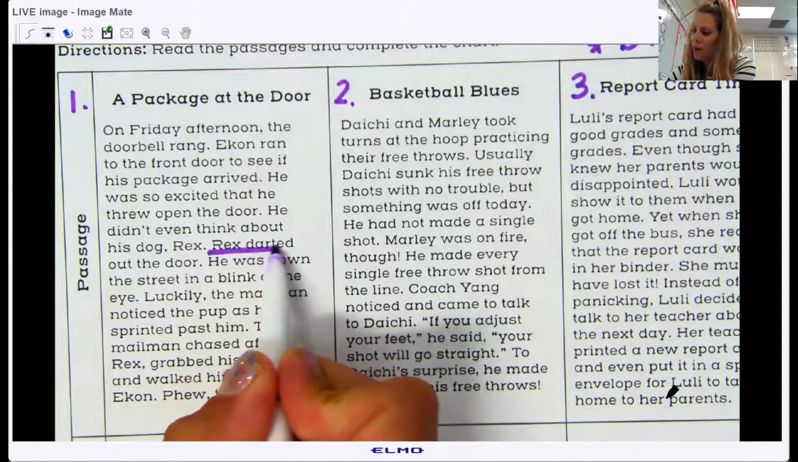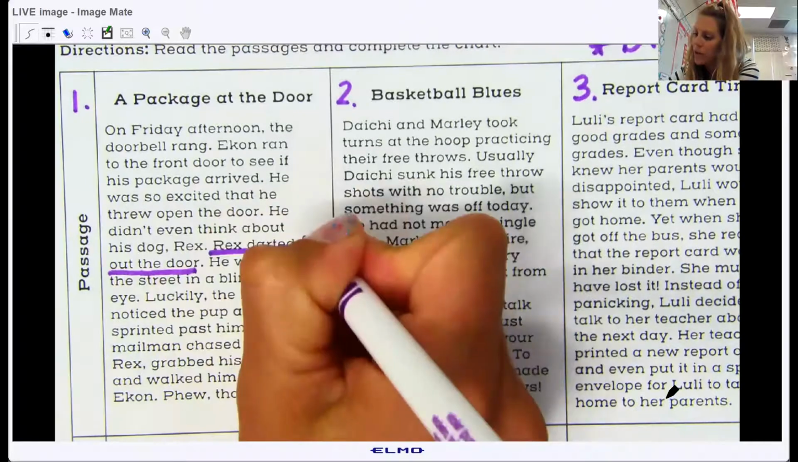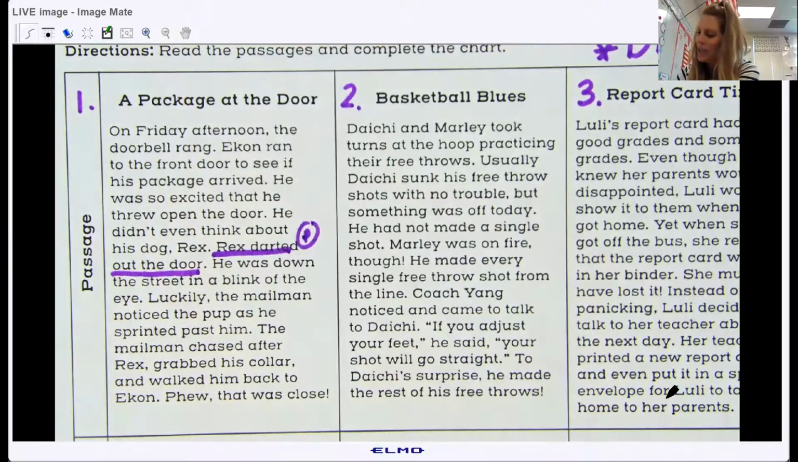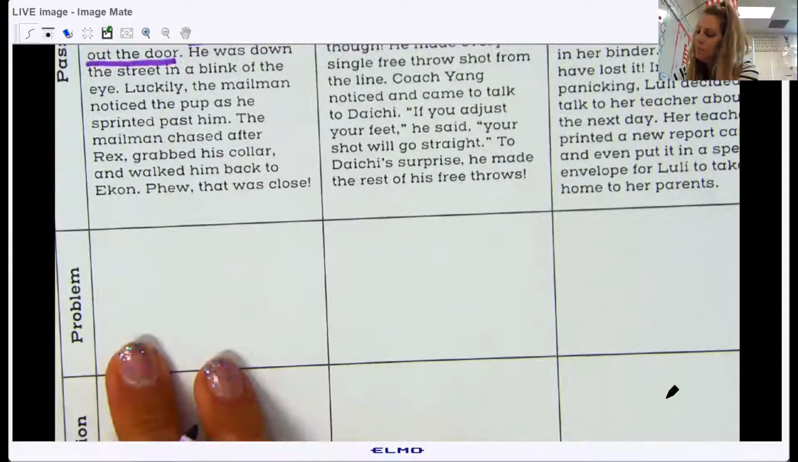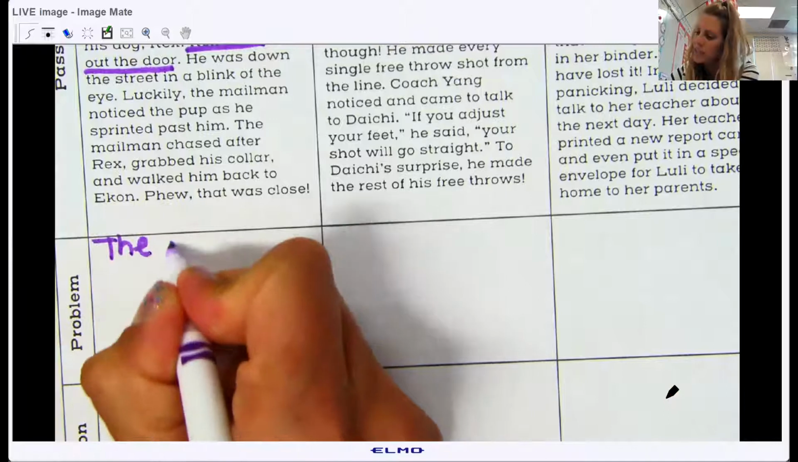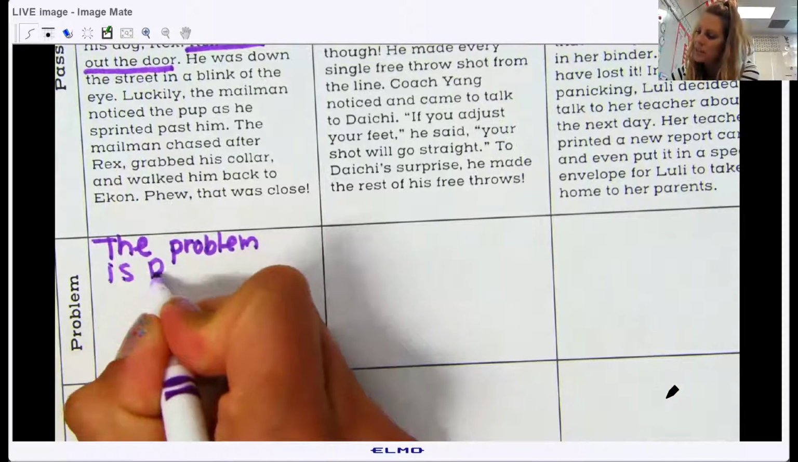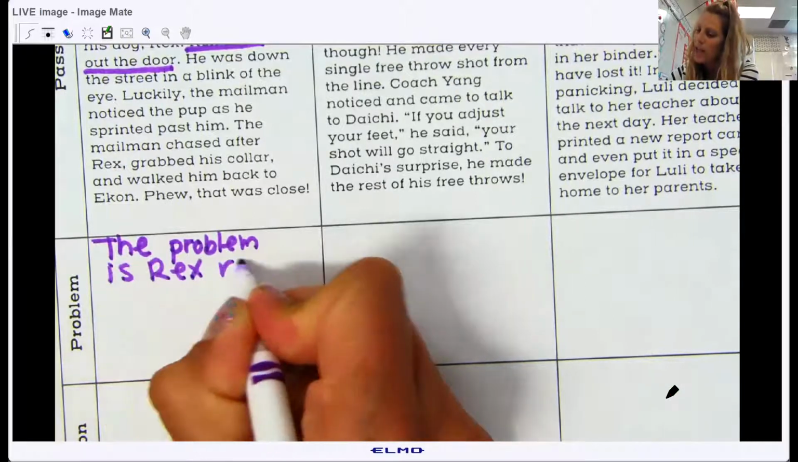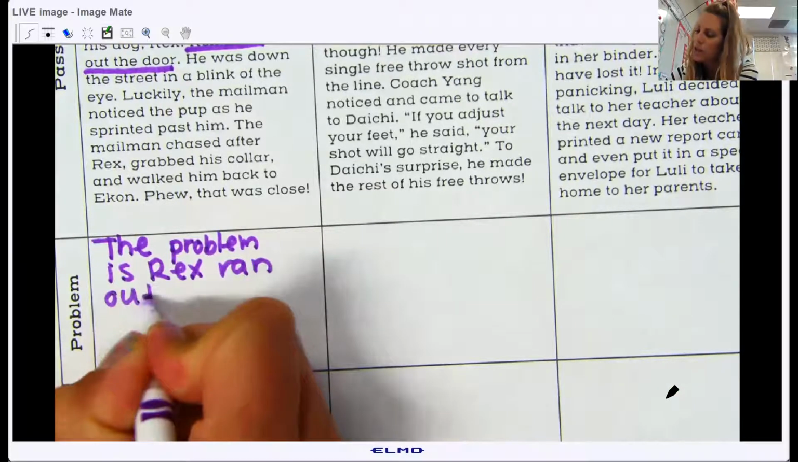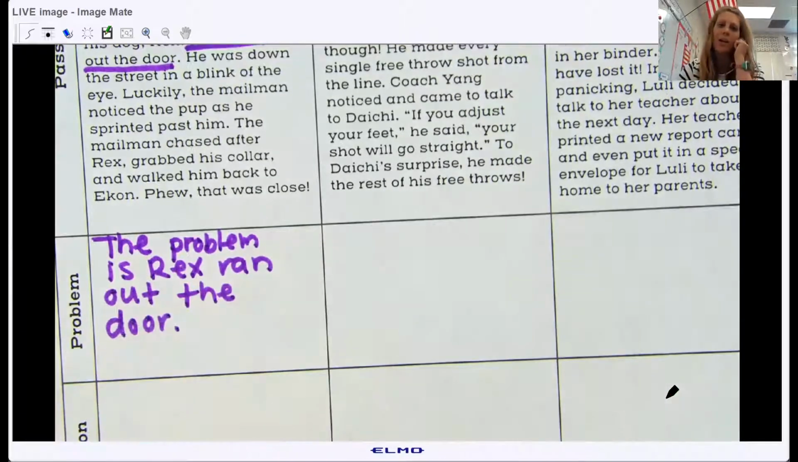Well, it was when what? When his dog ran out the door. So we're going to underline that and we're going to put a little P next to that, okay? So what's the problem? We're always writing in complete sentences. The problem is Rex ran out the door, or ran outside, right?